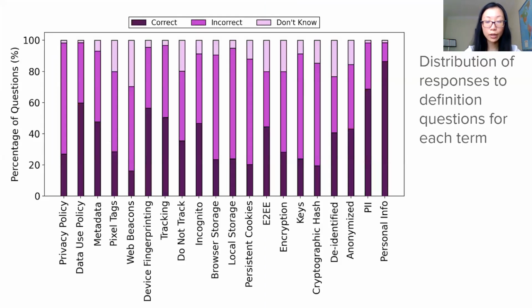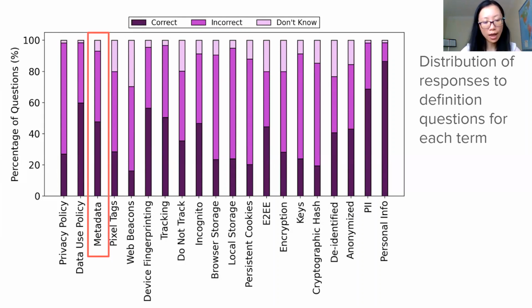So here we have a graph about the distribution of responses for each of our definition questions. All the terms are on the x-axis, and on the y-axis, you see the percentage of correct answers to that question, then the proportion of answers that exhibited a particular misconception, which is marked as incorrect, and then the percentage of users that said, I don't know. So we've already talked about pixel tags. Let's look beside it, metadata. How do we read this graph, right?